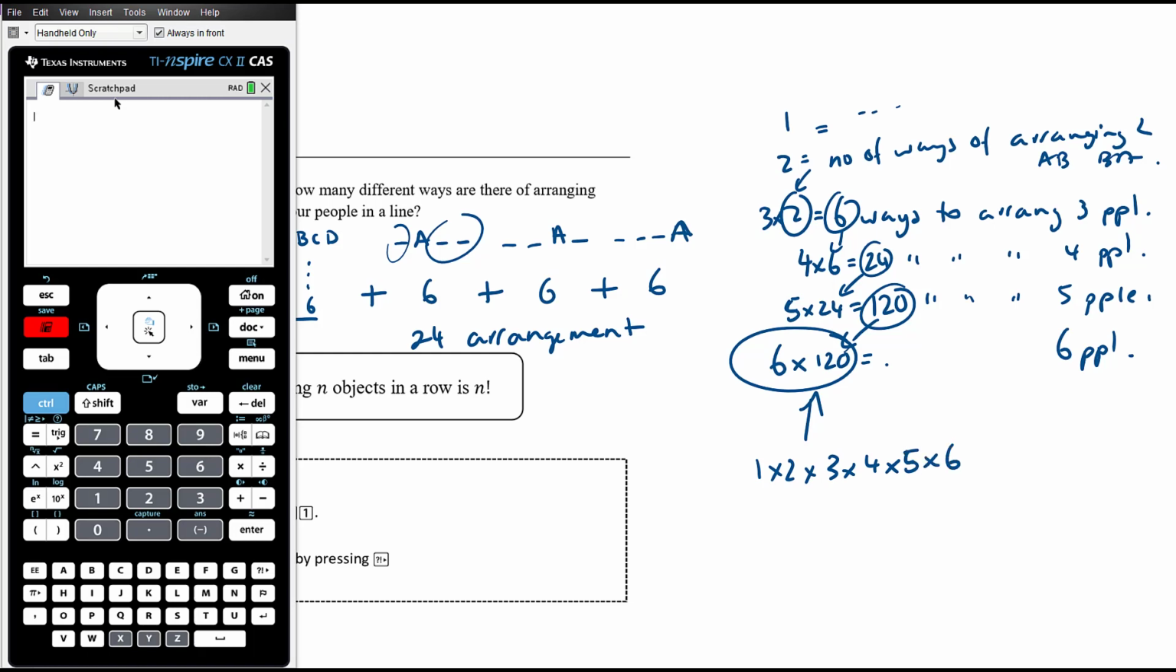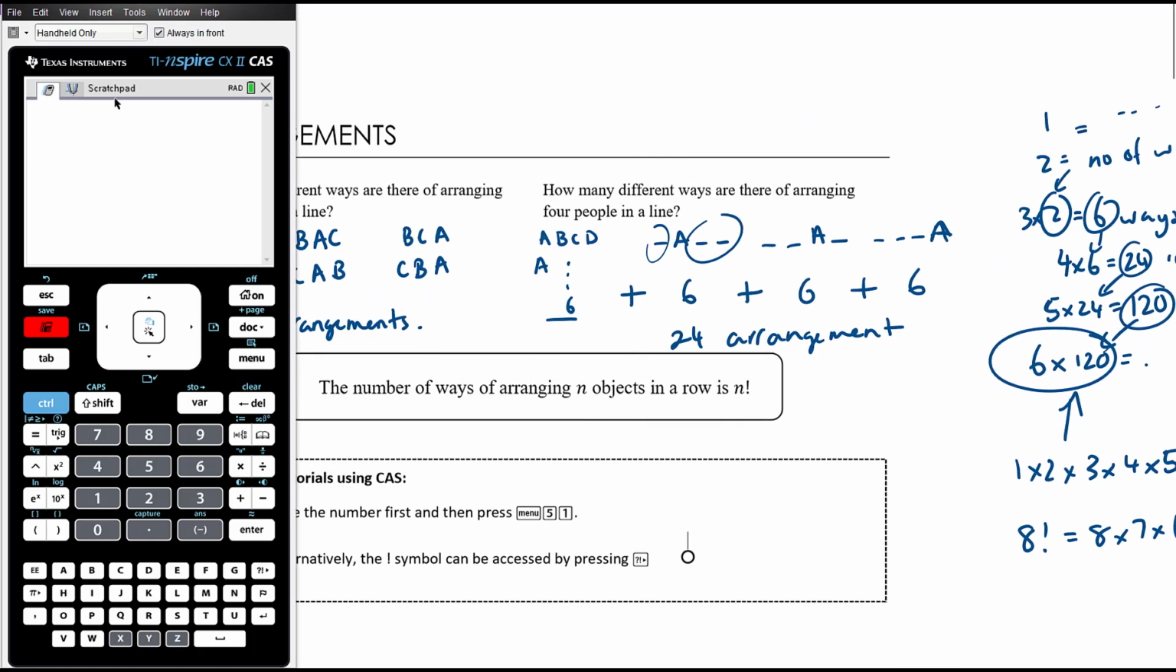And this has a special name. This is called 6 factorial. We generally would write it in the other order: 6 times 5 times 4 times 3 times 2 times 1 is 6 factorial. 8 factorial would be the number of ways of arranging 8 people, and that would be 8 times 7 times 6 times 5 times 4 times 3 times 2 times 1, whatever that is.